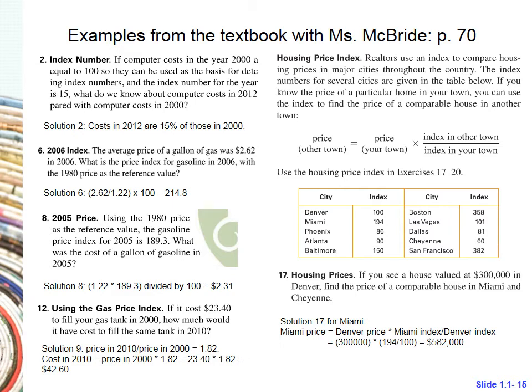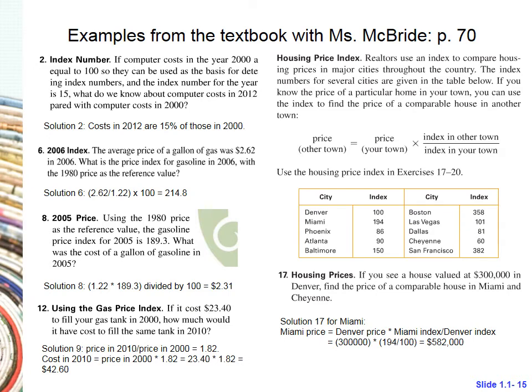And I think of that kind of like a little math equation. So I know if I just multiply both sides of that top equation by the price in 2000, the equation would say price in 2010 equals price in 2000 times 1.82. And again, you can set up a proportion, but this is a way to get that index first and then multiply.